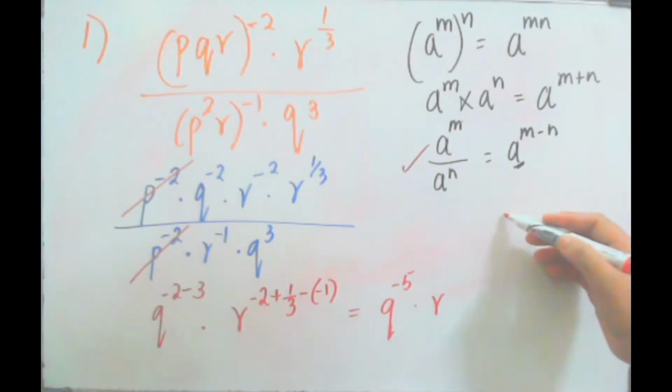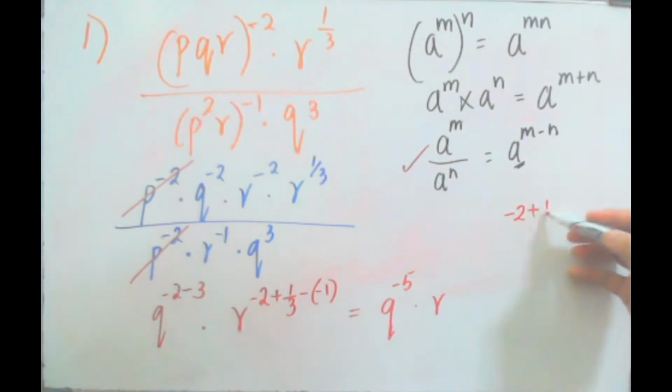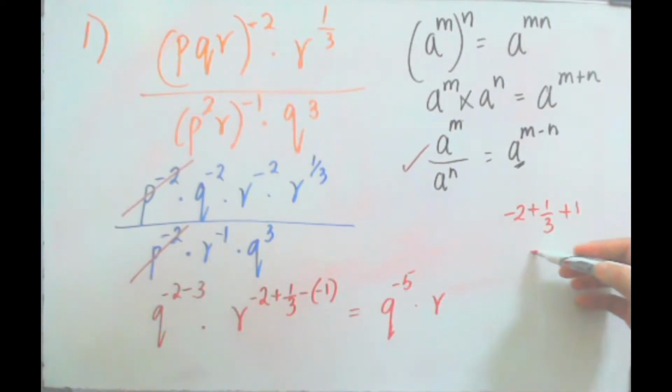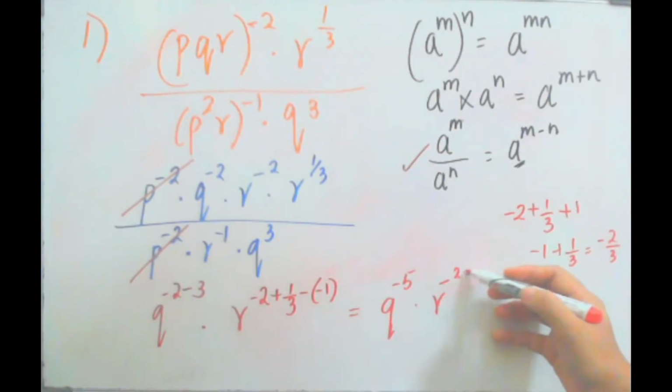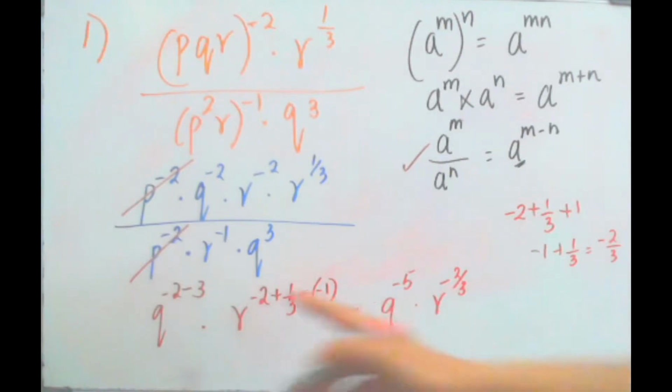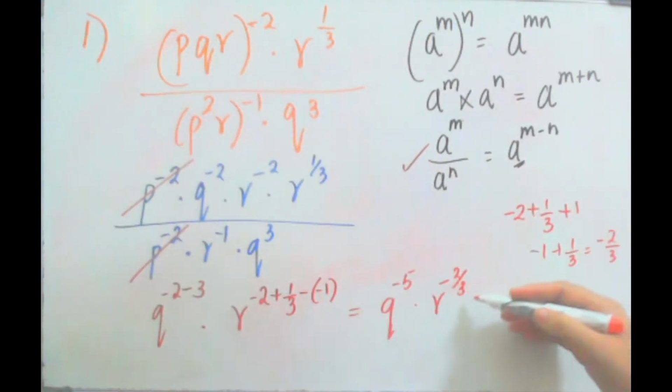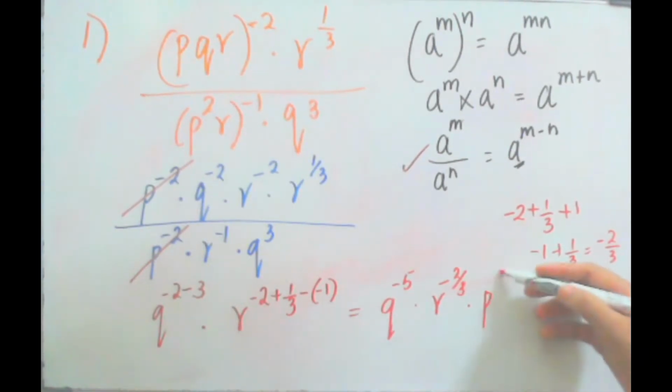So let us calculate this separately here. Minus 2 plus 1 over 3 plus 1. So it is minus 1 plus 1 over 3. It is minus 2 over 3. So this is R power minus 2 over 3. There is no P here because it got cancelled. So we can write P power 0, because any number power 0 is 1.